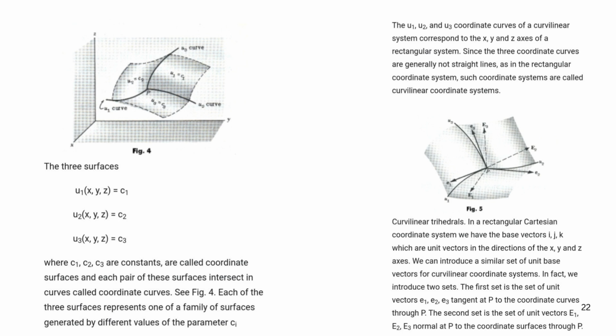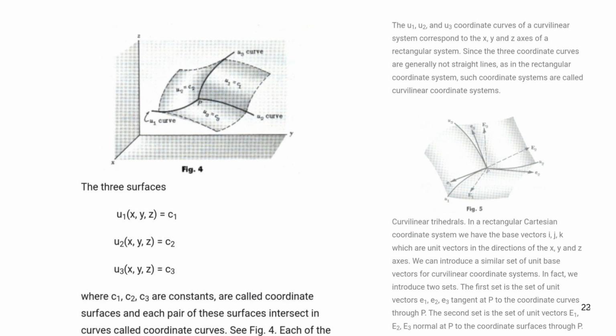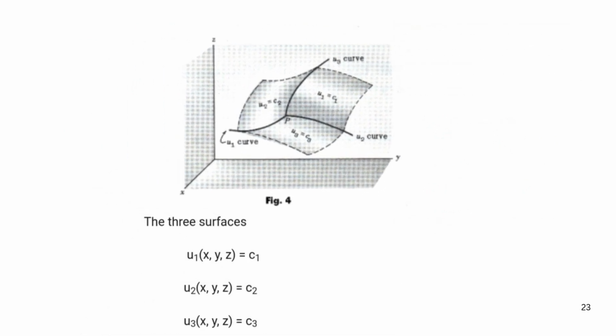Now, let's move on to the proper definition of the curvilinear coordinate system. As we can see in the diagram above, we can say that u1, u2, u3 are the coordinates of x, y, z, where c1, c2, c3 are constants called coordinate surfaces. And each pair of these surfaces intersect in curves called coordinate curves. Here in the diagram, each of the three surfaces represent one of a family of surfaces generated by different values of the parameter c1.